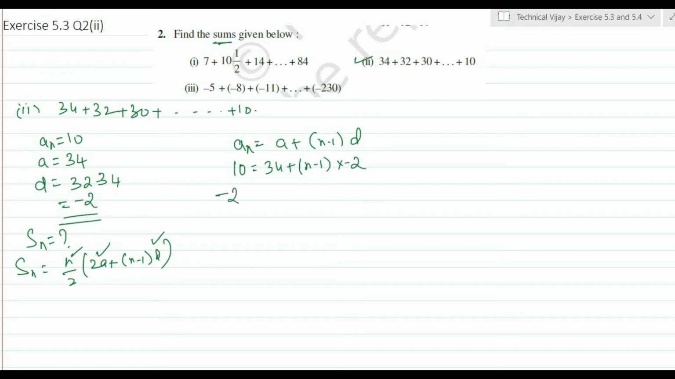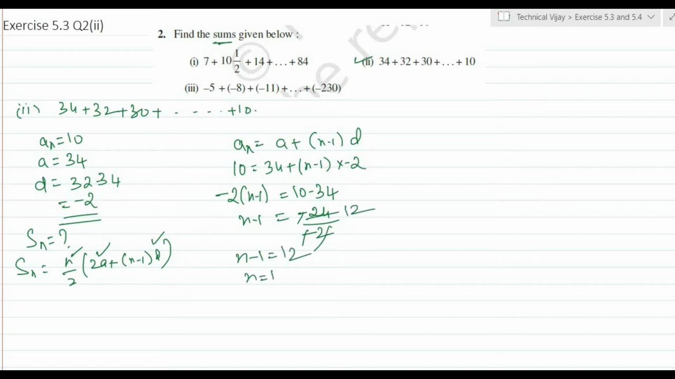So minus 2 into n minus 1 is equal to 10 minus 34. So n minus 1 is equal to 10 minus 34 will be minus 24 divided by minus 2. So minus minus cancel, 2 12s are 24. So n minus 1 is equal to 12.